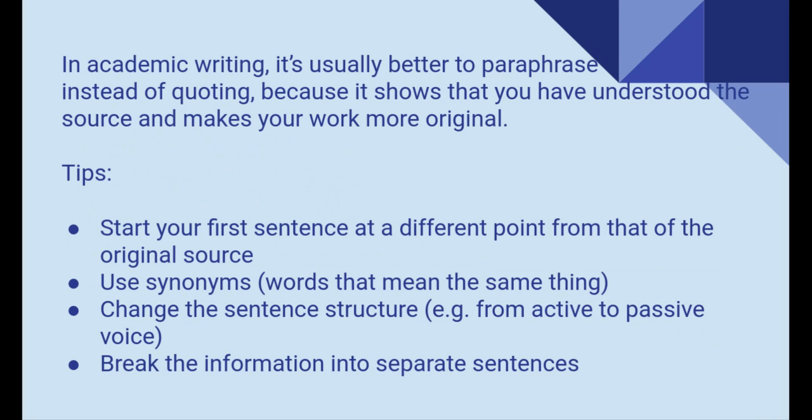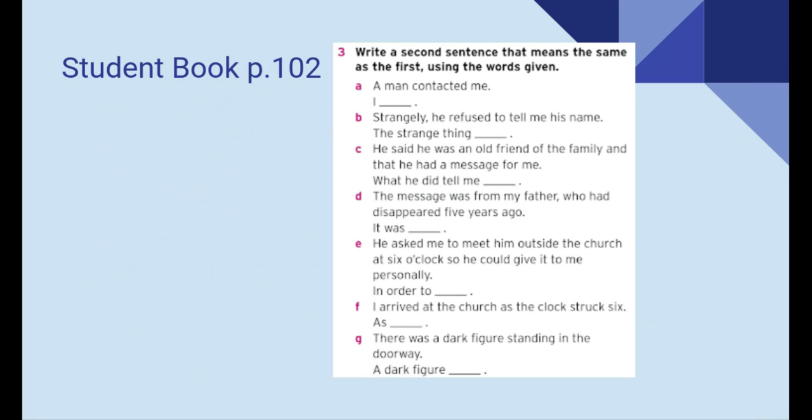Now, remember the tips. Start your first sentence at a different point from that of the original source. You can use synonyms, change the sentence structure from active to passive, etc., and break the information into separate sentences. Now, I want you to please go to your student book, page 102, exercise 3. Write a second sentence that means the same as the first, using the words given.